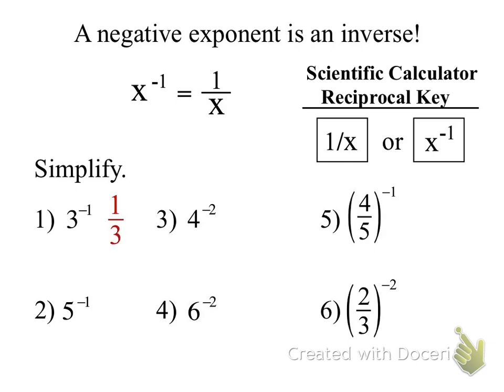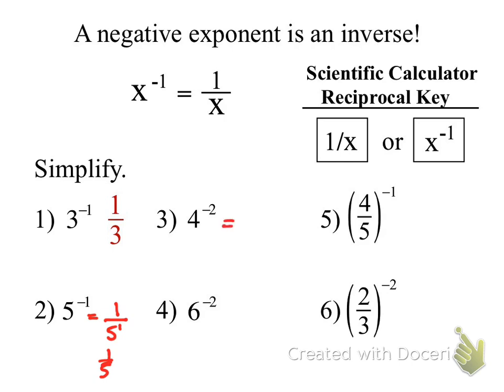We can do it very quickly. Number 2, what am I doing? Go. What does it become? It's 1 over 5 to the power of 1. Good, which is 1/5. Okay, next one.